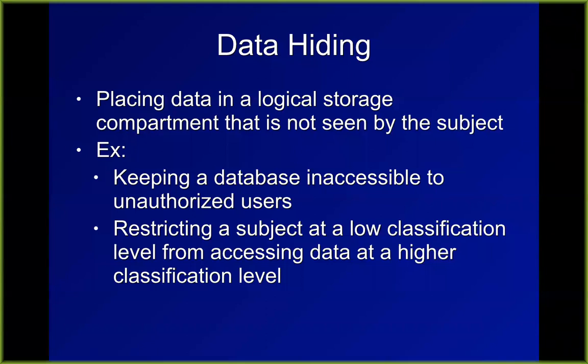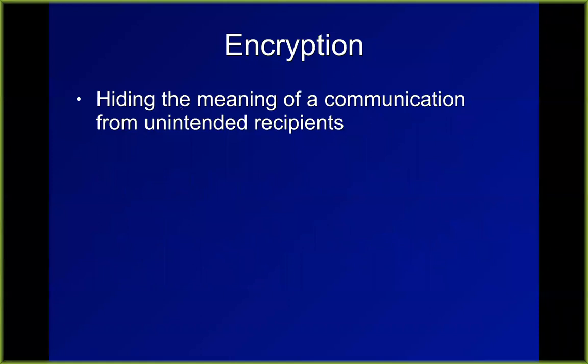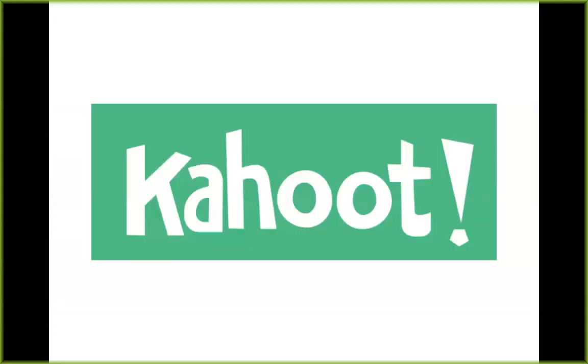Data hiding is another issue where you put data in storage compartments, another kind of abstraction, and then the whole compartment can be limited in access. All right. Encryption is, of course, the process of scrambling data so unauthorized people cannot understand it. They can see that there is data there, but they can't read it. All they see is scrambled text unless they are authorized, and then they are given the key and permitted to decrypt it.